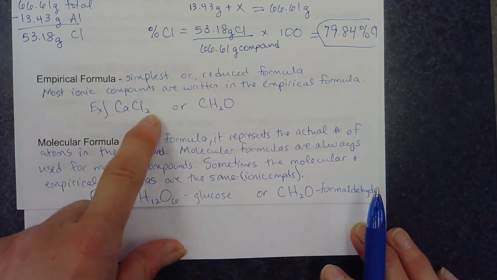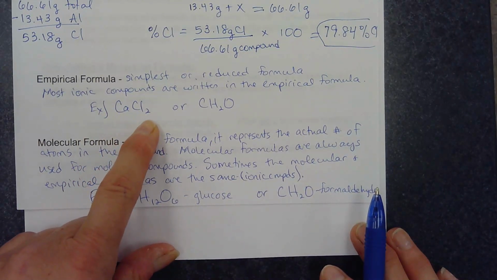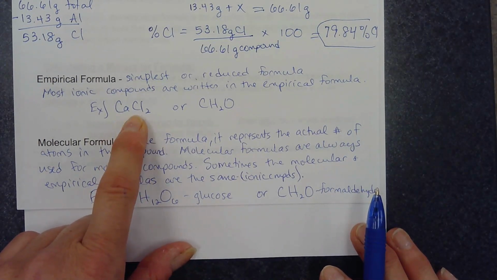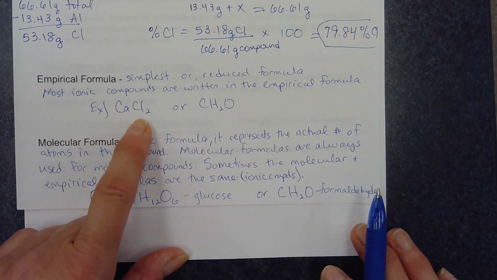So is this a molar ratio? 1 mole of calcium to 2 moles of chlorine in calcium chloride? And that's what you're doing. Aren't you trying to find these subscripts to do your empirical formula? So what you're doing is finding this mole ratio.